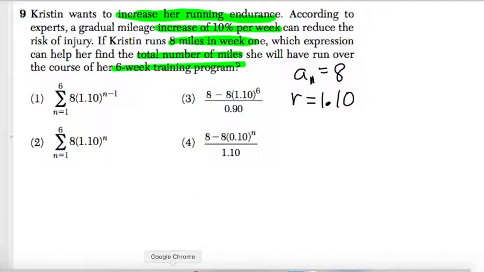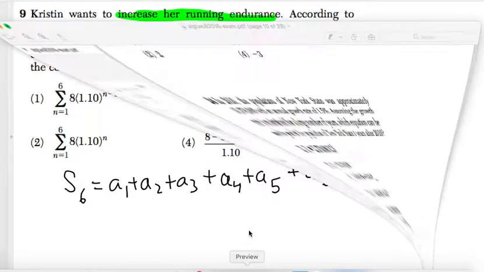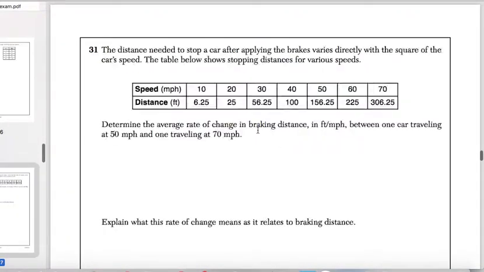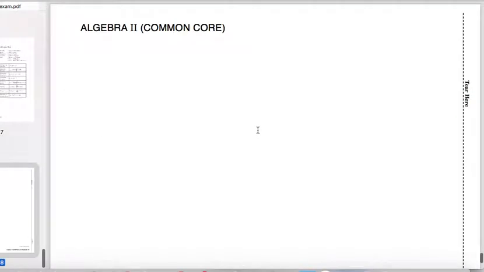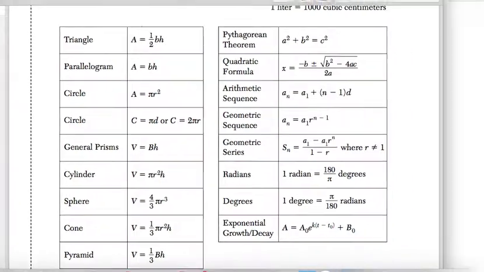So here's what we're going to look at first. What we want is the sum of the first 6 terms of the sequence, right? So that means we want to do A1 plus A2 plus A3 plus A4 all the way up to A6. I guess I didn't have to write them all out, but I did now, right? These are based on geometric series formulas. So if I pull out the reference table, and you could have it memorized, the geometric series formula is simply the sum of the terms of a sequence.